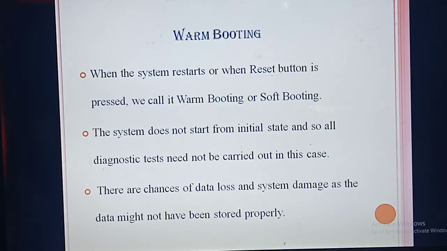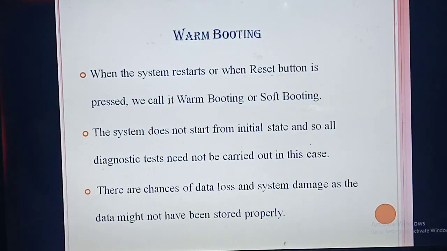Okay, so what do you mean by warm booting? When you press the restart button, that booting we are calling warm booting or soft booting. So in this stage, that is a very important point, the system will not start from the starting stage. For example, you already switched on the system, you are using it for 1 hour, suddenly the power went off, then again you restart the system. When you press the reset button, the system will not start from the initial stage.